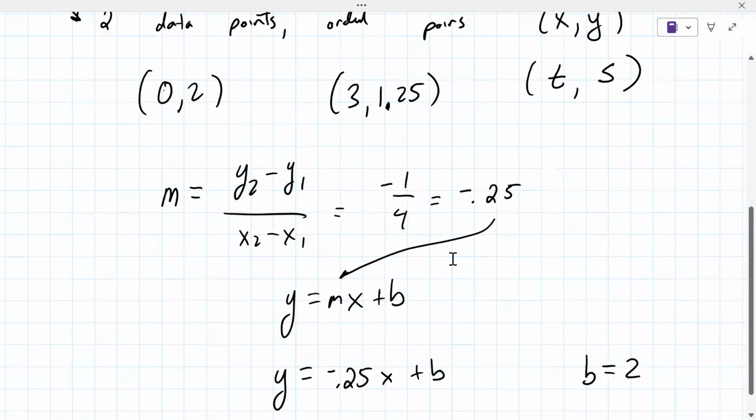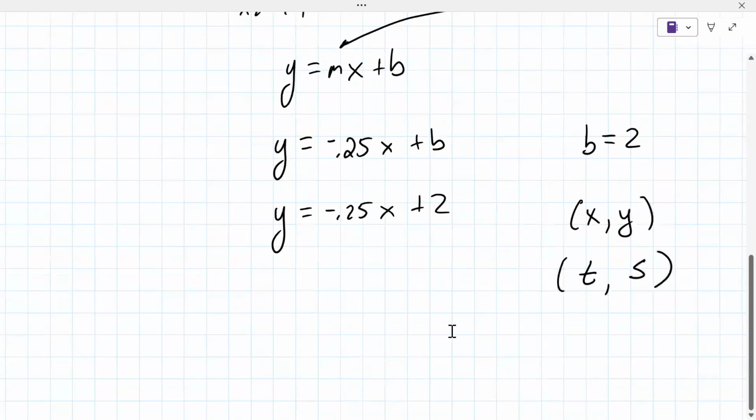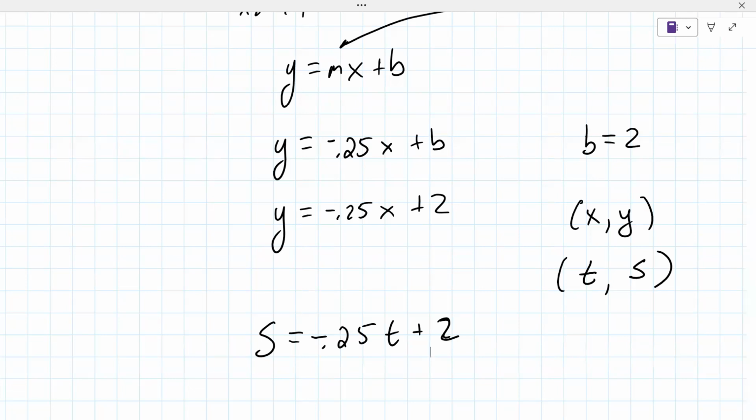So here's the thing though, they want it in terms of t and s. So that's where you go back to your original mapping of variables. t is really x, y is really s. So s is equal to minus 0.25 t plus 2. Got it. All right, so that's part A. Is that okay? Clear?